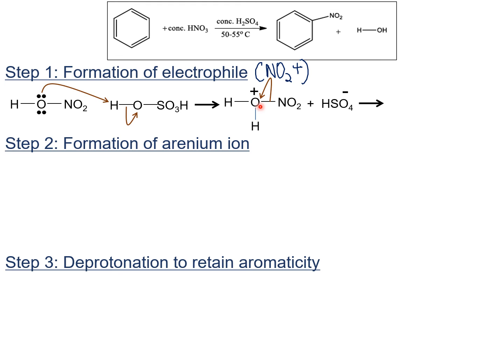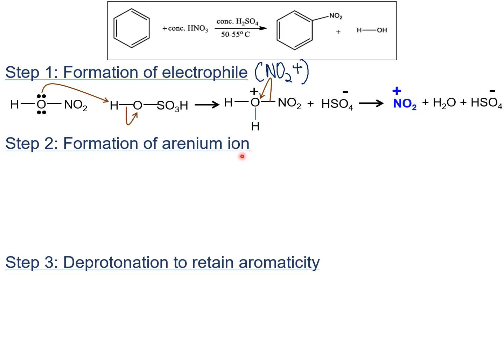Makanya bila oxygen plus ni dia terima elektron, kita akan dapat H2O neutral molecule. NO2 ni jadi macam mana? Because it donate 2 elektron, dia jadilah NO2 plus. Okay, and this is the rest of the product, which is H2O neutral molecule, and also salin je balik HSO4 minus. Okay. Next ialah formation of arenium ion.